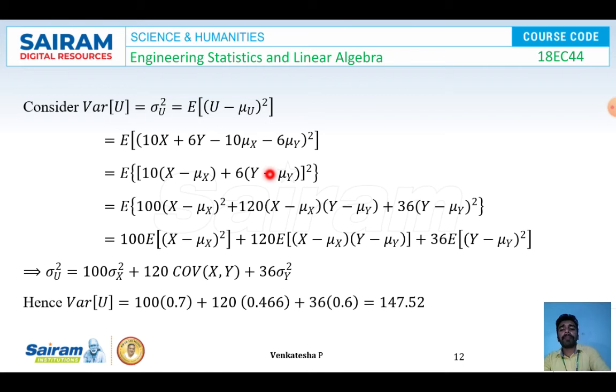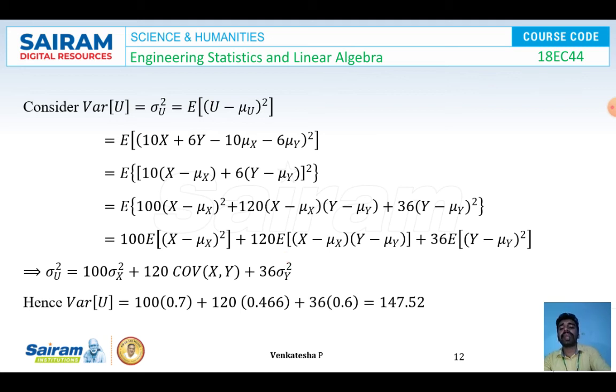Expanding this by using the (a plus b) whole square formula, I got expectation of 100 into (x minus mu x) whole square plus 120 into (x minus mu x)(y minus mu y) plus 36 into (y minus mu y) whole square. So it will become 100 into expectation of (x minus mu x) whole square plus 120 into expectation of (x minus mu x)(y minus mu y) plus 36 into expectation of (y minus mu y) whole square. So I got the equation sigma u square is equal to 100 sigma x square plus 120 covariance of x comma y plus 36 sigma y square.